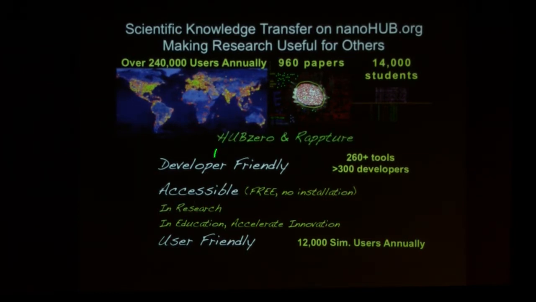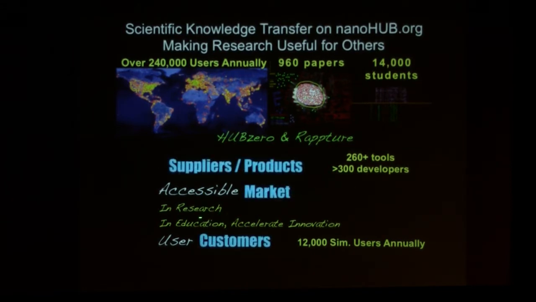We do that with a technology I haven't talked much about, and you can think of us as suppliers that have products. You can think of nanoHUB as a market. You can think of users as customers. And now the question is, is this transferable? Right? This is all nano.